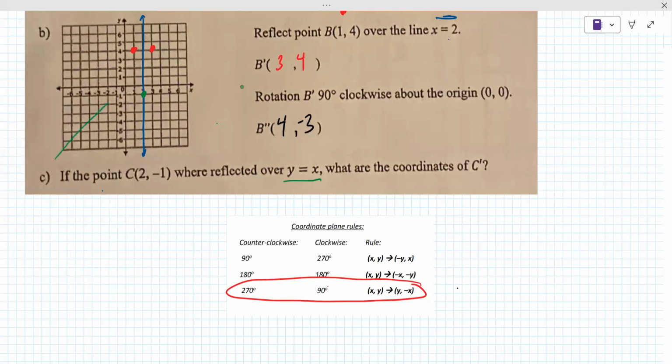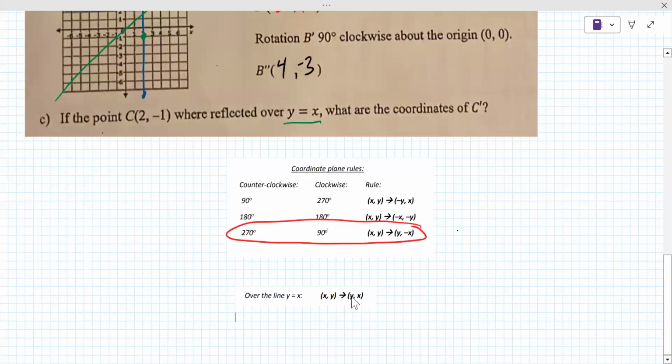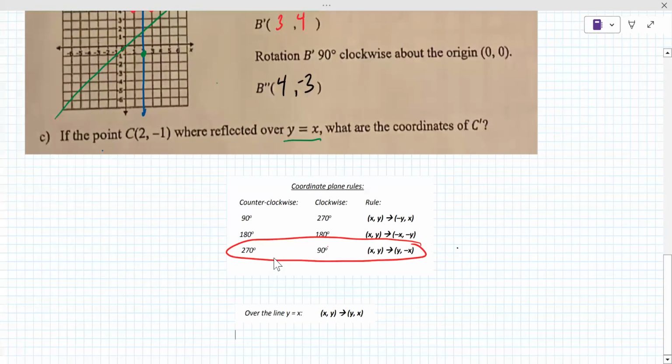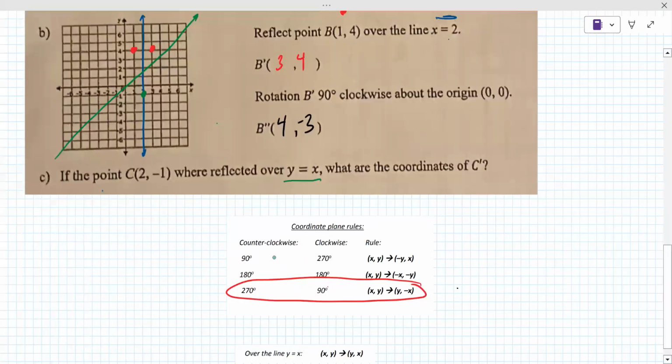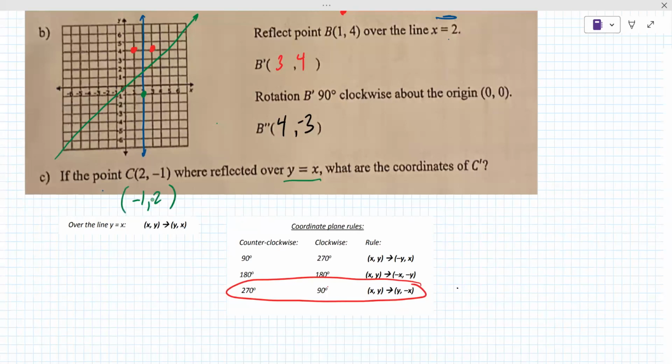So you can actually do this one without knowing the transformation, but there is a rule. There's a rule for basically everything. Let me grab this one here. It really helps to know them. For y equals x, you switch x and y. So the x values and the y values shift to -1, 2. Negative 1, comma 2. Yeah, they just completely switch.